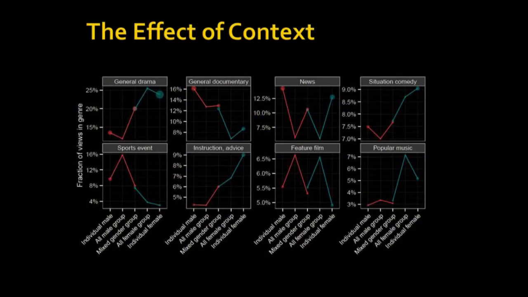Now, if you dig into what is really happening in all these different types of contexts, you can see that for certain categories like general documentary and news, the group structure actually makes it less likely for that type of item to be viewed, right? So you have these inversion effects. On the other hand, for things like feature films, the group actually increases the probability of that particular event happening.